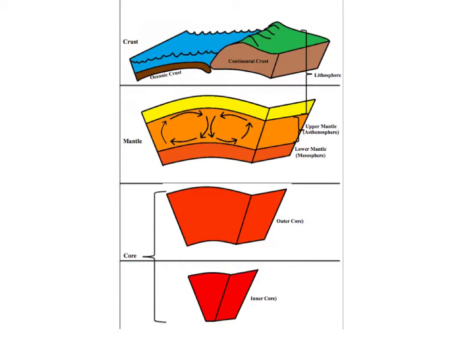Okay, so when you look at your foldable and the information that you have, some of the things I want to draw your attention to are these arrows in the middle. That is the middle portion of the mantle, also known as the asthenosphere. So the middle portion of the mantle is the asthenosphere. If you don't have that correct on your diagram, you're going to want to double check that.